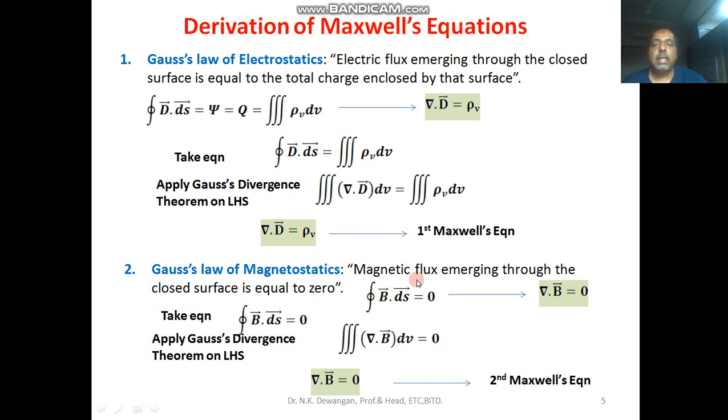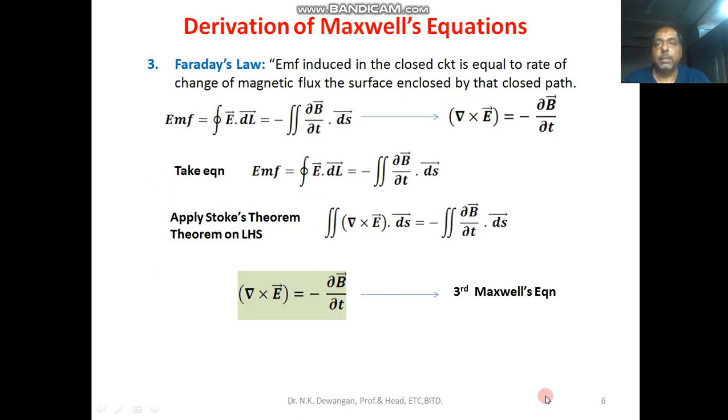Now the Gauss law of magnetostatics. The magnetic flux emerging through a closed surface is equal to 0, so it is written divergence B is equal to 0. We take Gauss law of magnetostatics in integral form, and again we apply Gauss divergence theorem. The closed surface integration of any vector can be converted into a triple volume integration by taking the divergence of that vector. So the integral of divergence B dv is equal to 0. This gives the value of divergence B equal to 0. This is the second Maxwell equation.